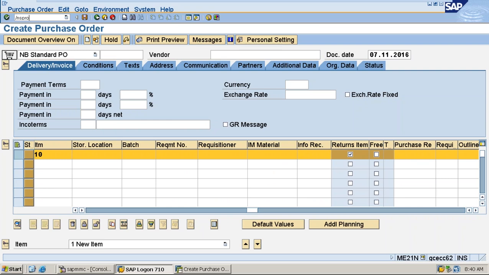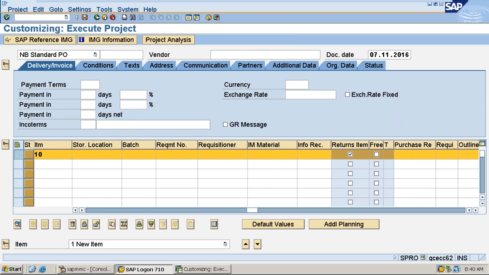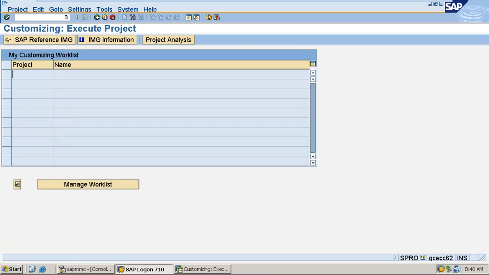You go to SPRO, and you will not see anything for STO under the SD module. Everything is under MM.